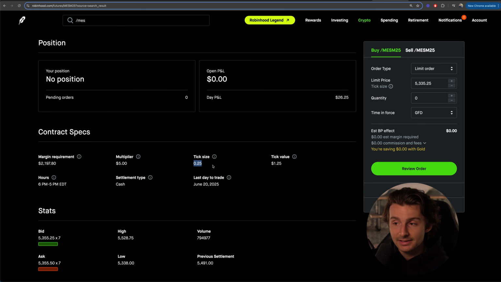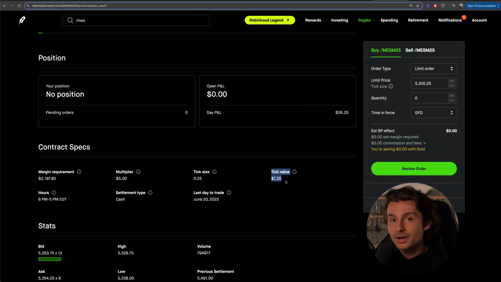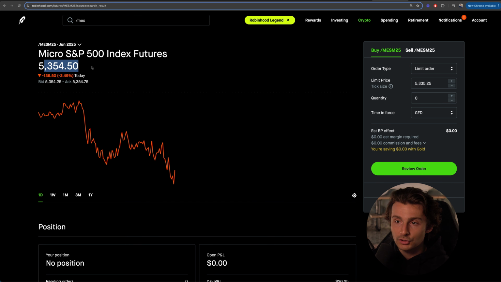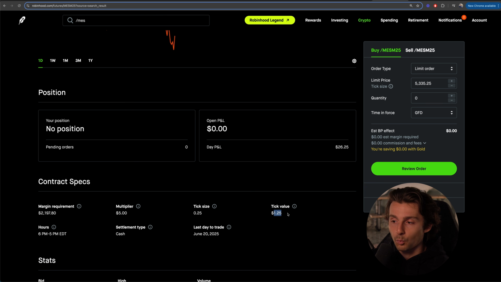The tick size is the same, and the tick value is now $1.25 for every tick, every 25-cent move in the futures contract. Our P&L is going to move $1.25. Hours the same. Settlement type is cash. Last day to trade is the 20th.